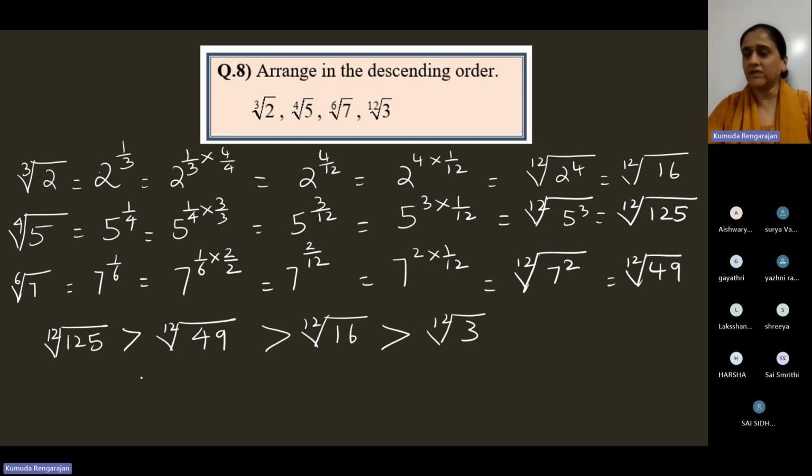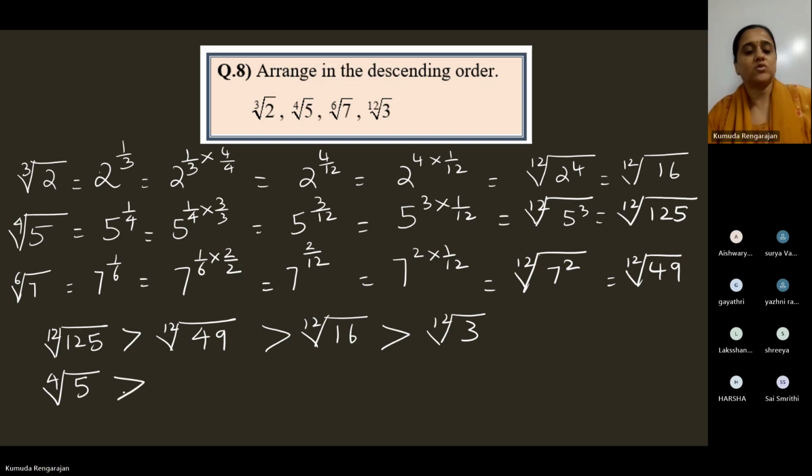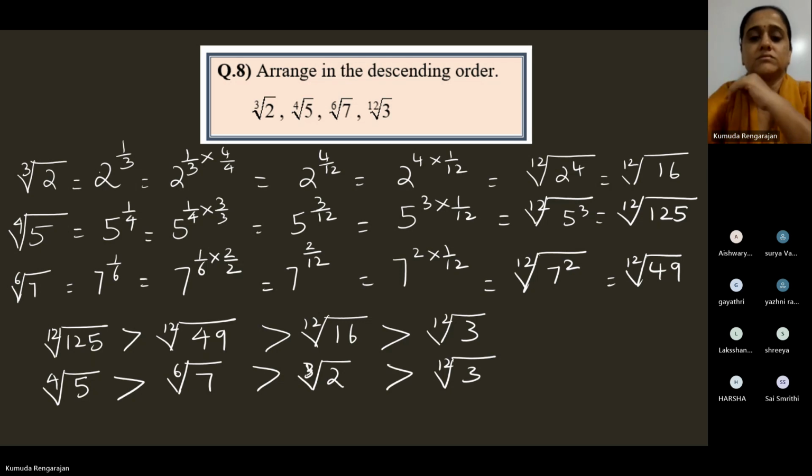Now write the given expressions. So 12th root of 125 is 4th root of 5, greater than 12th root of 49 is 6th root of 7, greater than cube root of 2 is greater than 12th root of 3. Very good. Please don't miss any step. Take down the answer as you see on the screen.